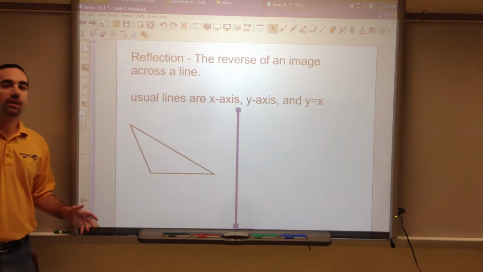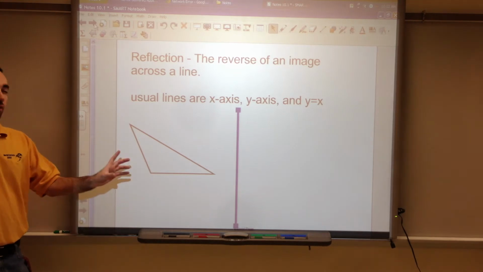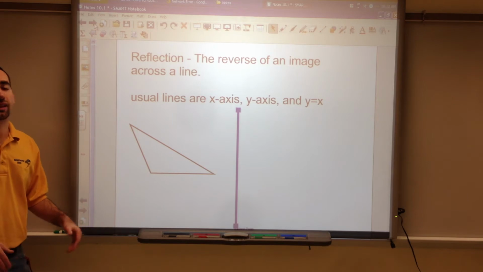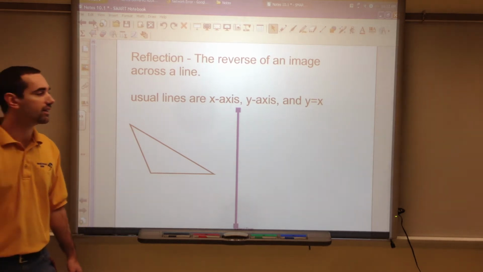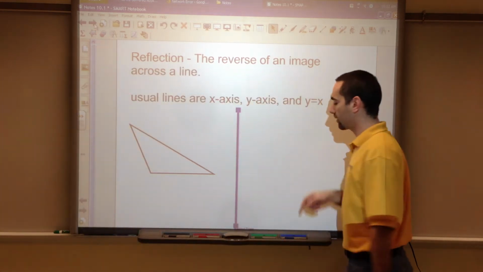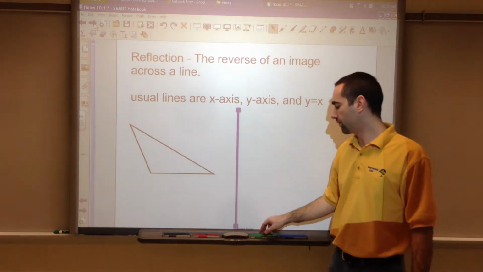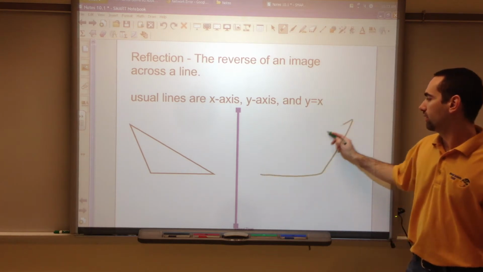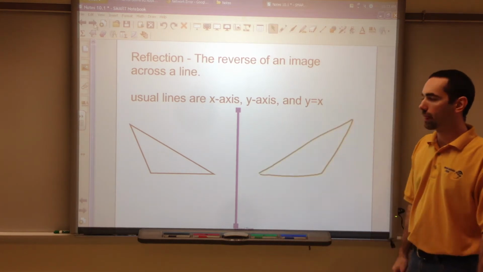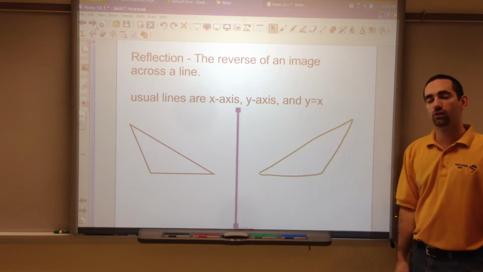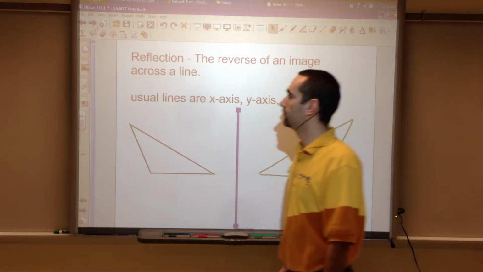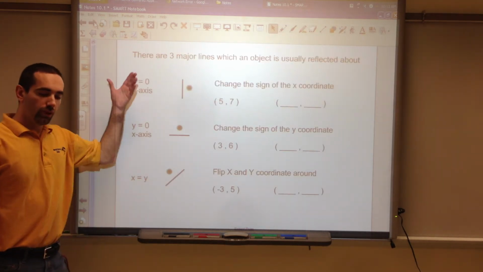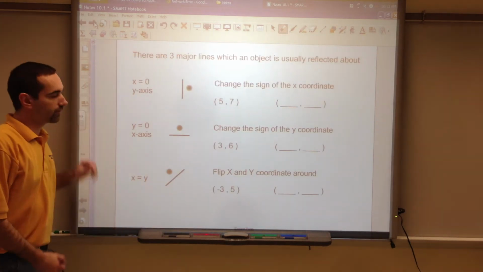A reflection. The idea is a reflection is the reverse of an image across a line. Now typically we do reflections across things like the x-axis, the y-axis, and the line y equals x. But we do it along other lines as well. So this reflected across this line looks something like this. There's their triangle reflected across the blue line.